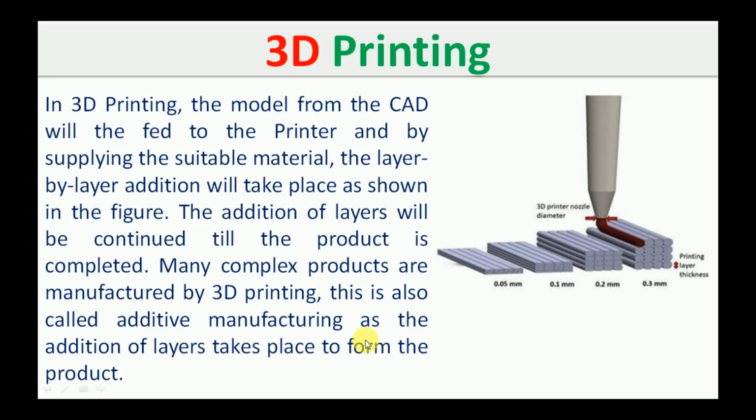That is 3D printing, how it is carried out. The three-dimensional complex object can be directly formed. The final dimension only we are going to get here, without machining or any other processes. Directly the finished component will be formed. That is 3D printing.